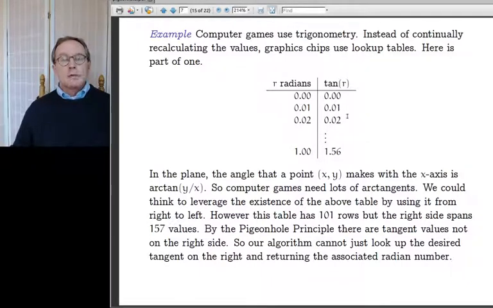Okay, so the pigeonhole principle shows you that if you have a tangent table, you can't get an arctangent table for free.